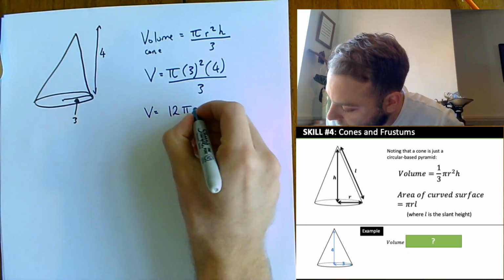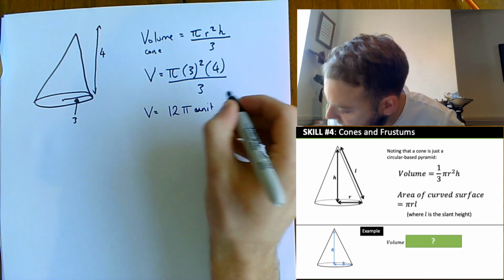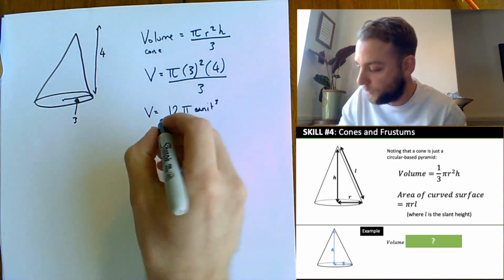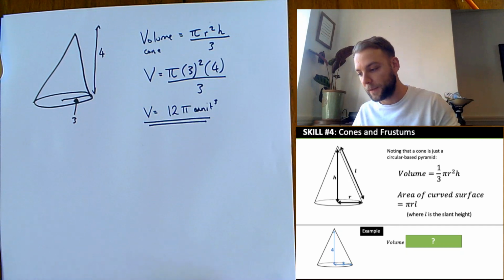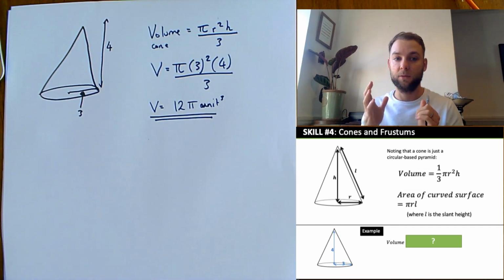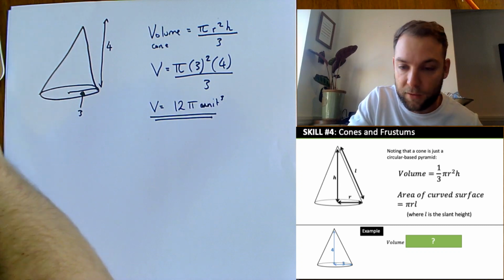12 pi, is it centimetres? Doesn't say. It'll be units then. This is volume, so units cubed. Okay, you could write that as an actual number. There's no reason why we can't do that. I've just left it in terms of units cubed. Now, that's quite straightforward. We're going to move on to a frustum.